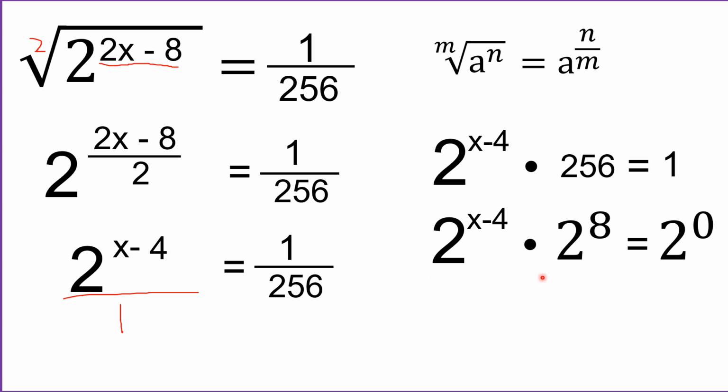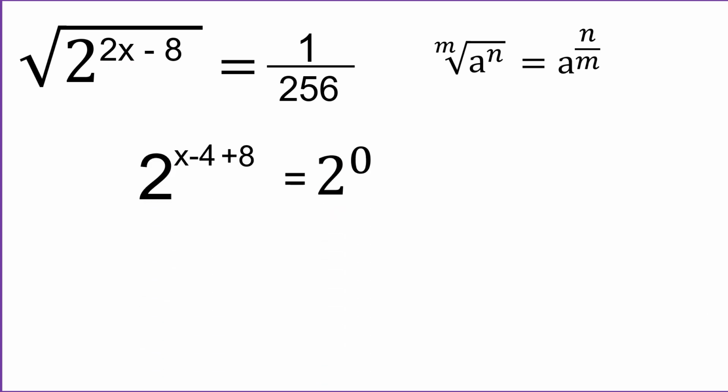Next, we are going to simplify first 2 raised to x minus 4 times 2 raised to 8. With the same base, all you have to do is add the exponents. So copy the base 2, then the exponent here is x minus 4, then we add 8. So add the exponents: x minus 4 plus 8. So 2 raised to x minus 4 plus 8 is equal to 2 raised to 0.